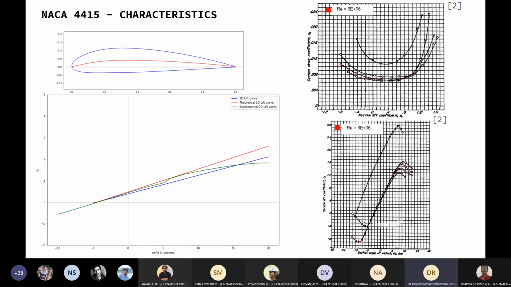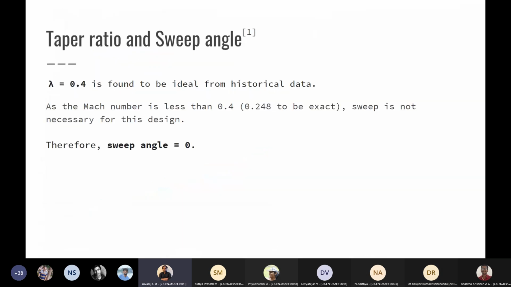Okay, continue. From the graphs on the right, we get the stall characteristics. Moving on to the next slide, we have the taper ratio and sweep angle. From the cookbook, the ideal taper ratio value is 0.4 from historical data. Go to the next slide.